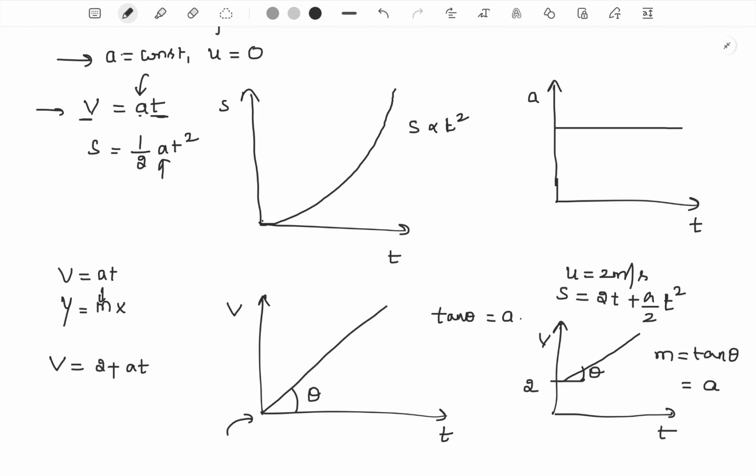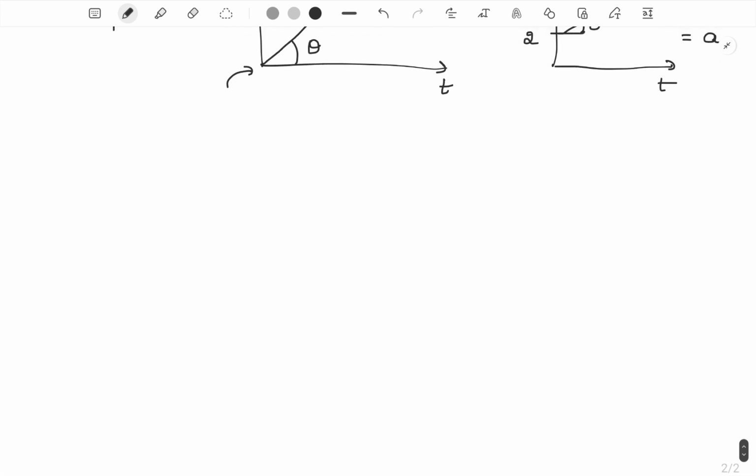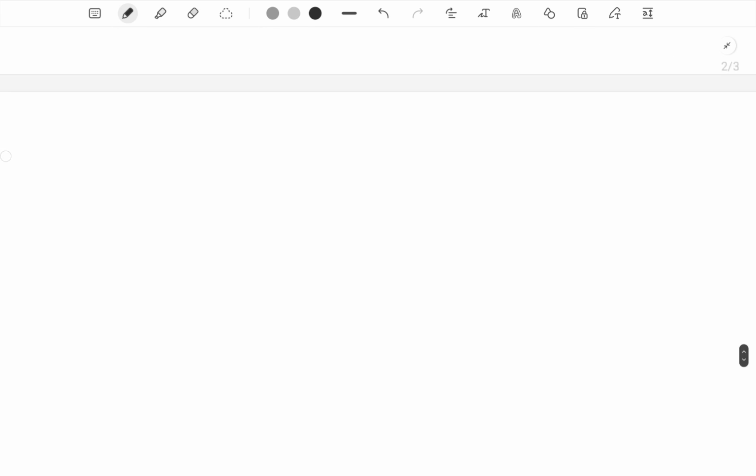Okay, now let's try to discuss a few simple example problems related to the graphs as well as the uniformly accelerated motion. First, let's discuss one or two examples based on graphs.